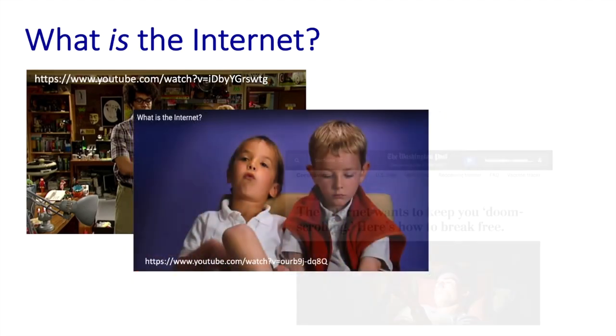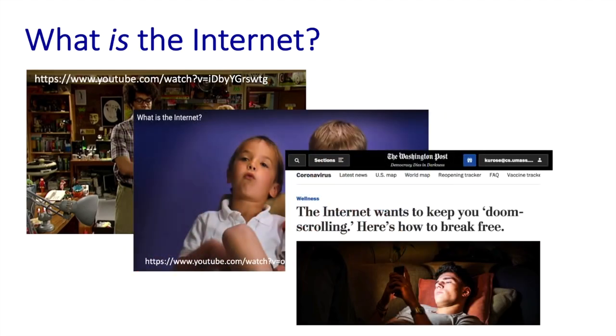Yeah. And then there are some people who sometimes mistake the internet, which is really an engineered artifact like a roadway or a telephone network, for the people who use the internet, as in this recent headline here from the Washington Post, as if the internet is some thinking entity.